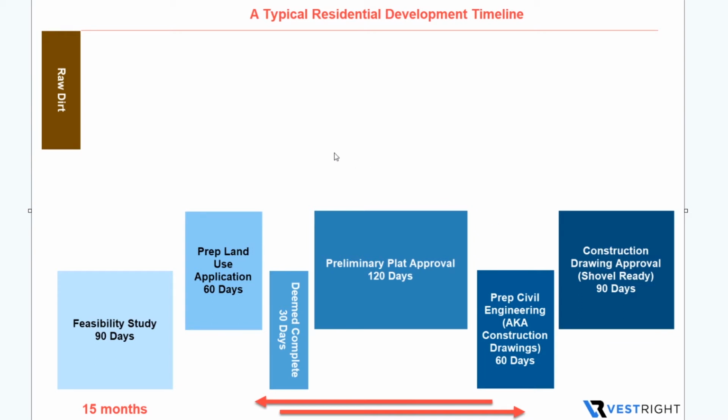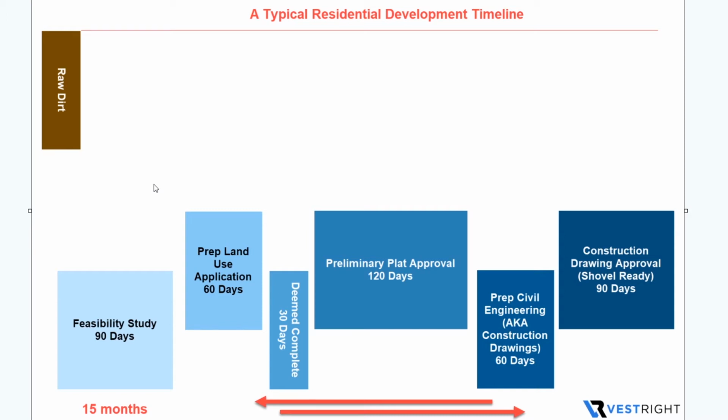So we're going to start off with this brown rectangle here, which represents a piece of property, just a piece of raw dirt. Maybe it's a 10-acre parcel. It is, but nothing has been done to it. Nothing has been divided. There's been no approvals on this project. It's just a piece of raw dirt.